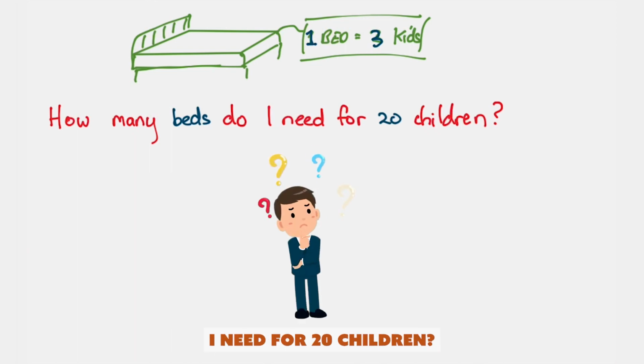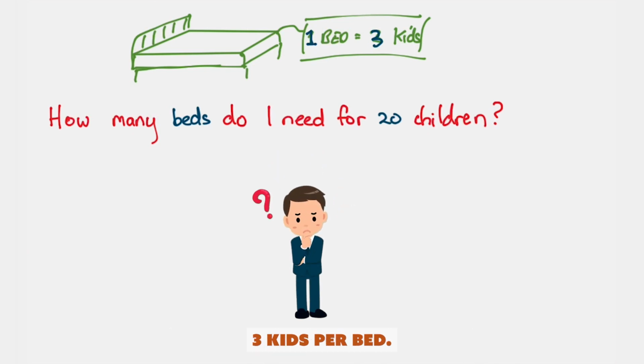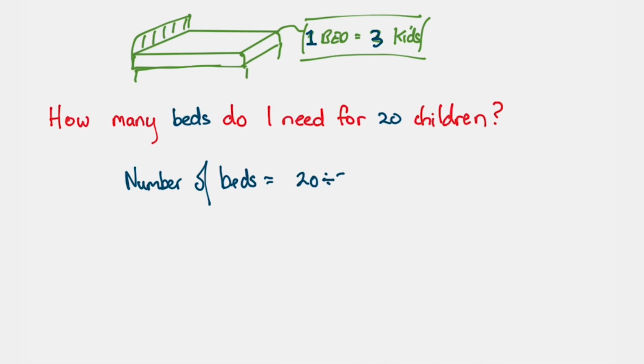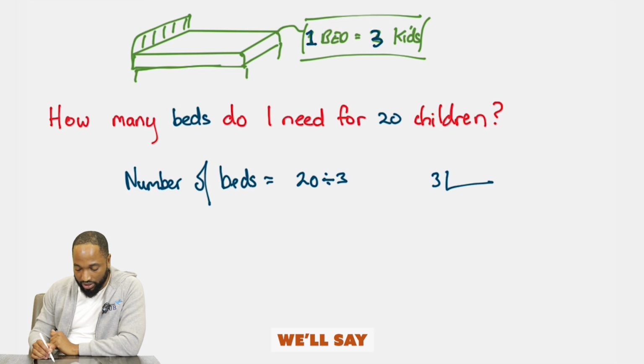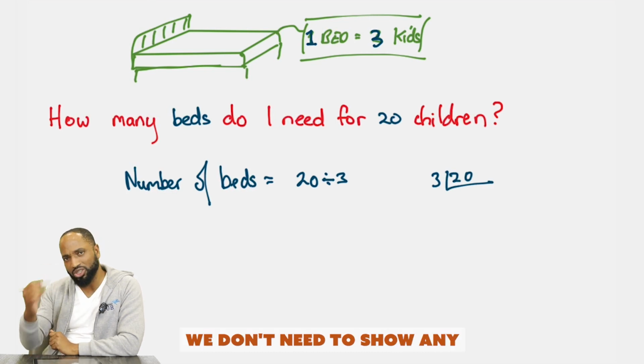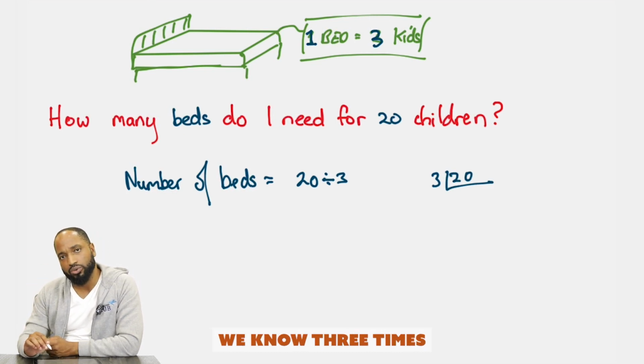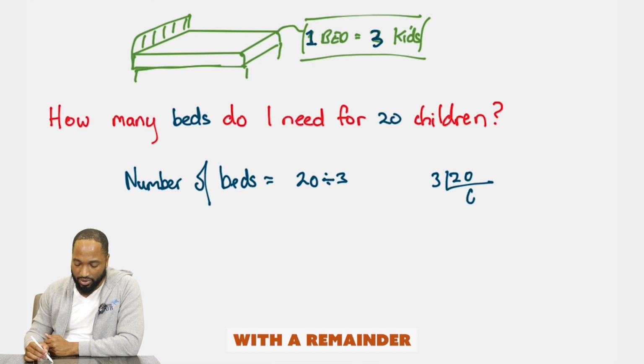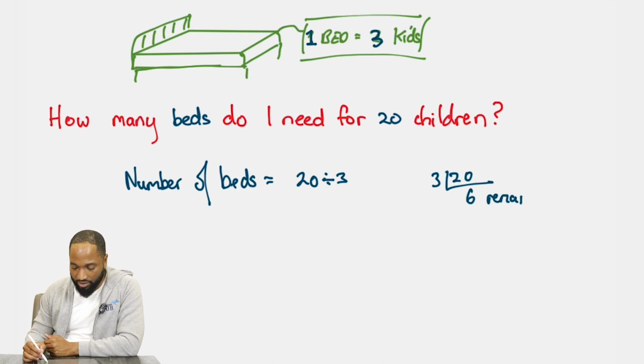How many beds do I need for 20 children? Well, I would say 20 children, 3 kids per bed, I divide. So we'll write a statement, maybe we'll say number of beds is equal to 20 divided by 3. And we can do that like this. We'll say 3 could go into 20. We don't even need to show any working for this, really. We know 3 times 6 is 18, but 3 times 7 is 21. 3 could go into 20 6 times, with a remainder of 2.